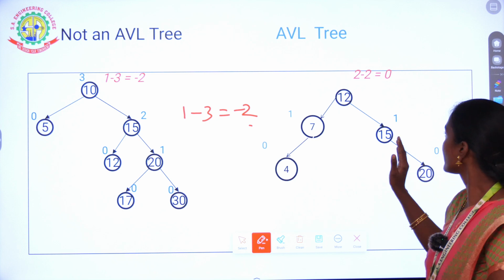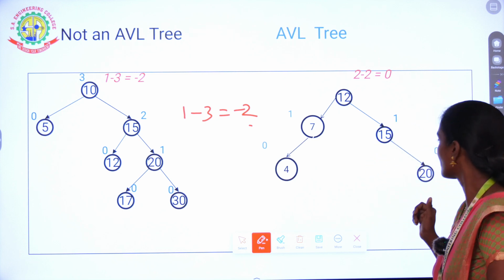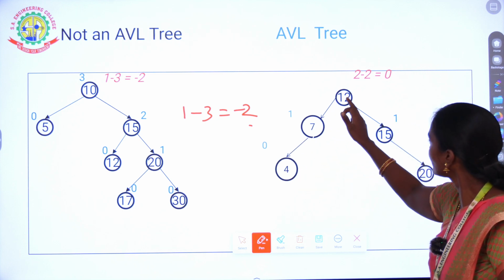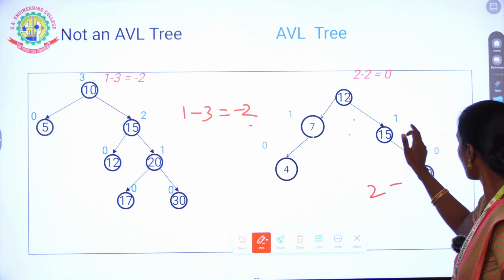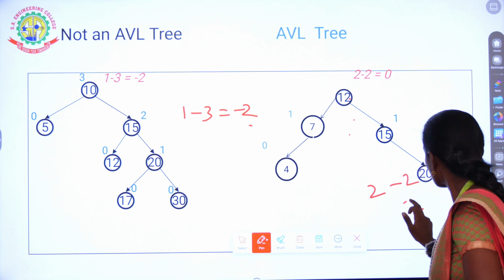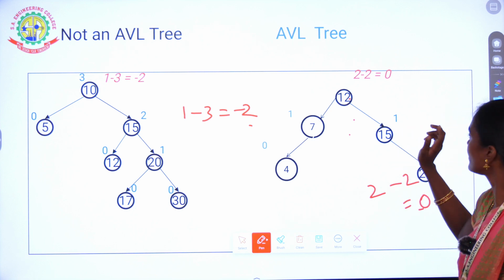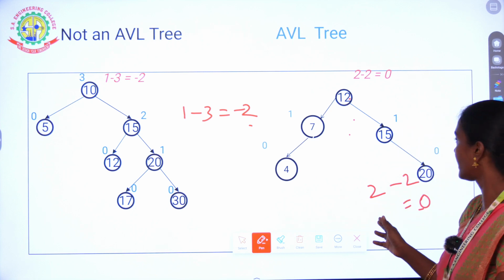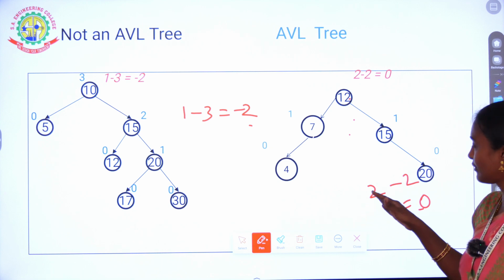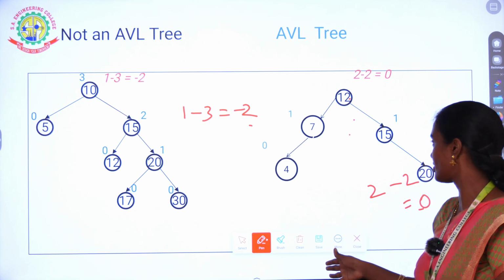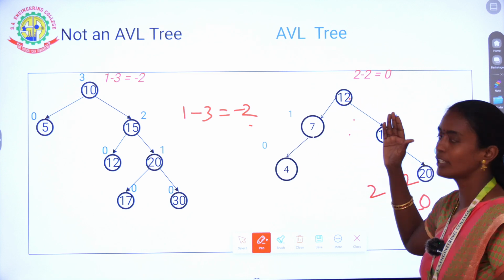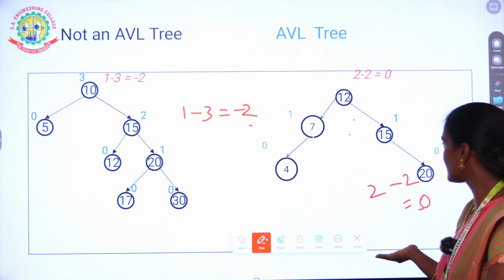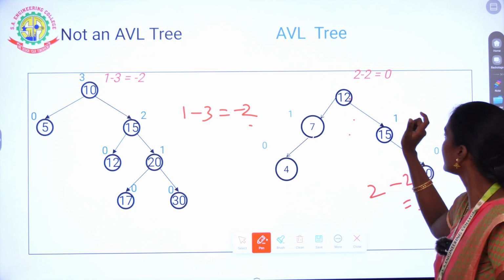Likewise, here we have to see another AVL tree representation. Here the height of the left subtree is 2. Likewise, the height of the right subtree is 2. So 2 minus 2 is equal to 0. Here we are satisfying the condition of the balancing factor. Likewise, we have to check that it satisfies the binary search tree condition, which is that the value of the left subtree must be less than the root node, and the value of the right subtree should be greater than the root node.